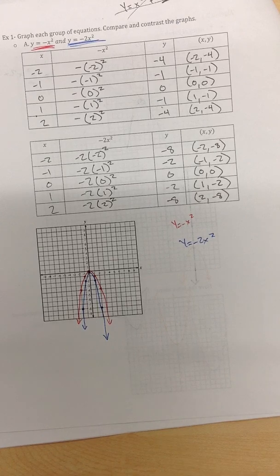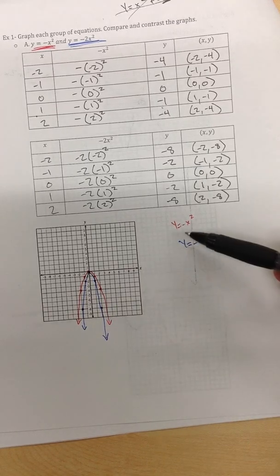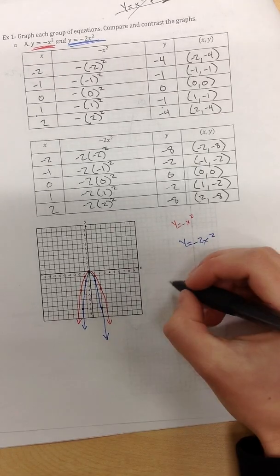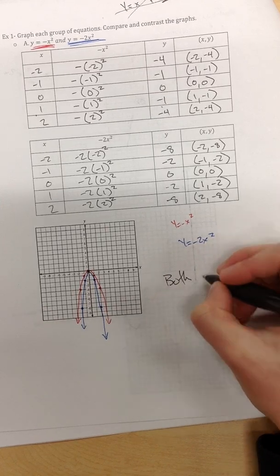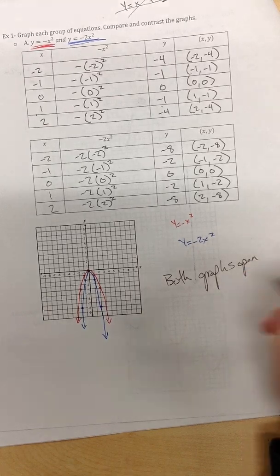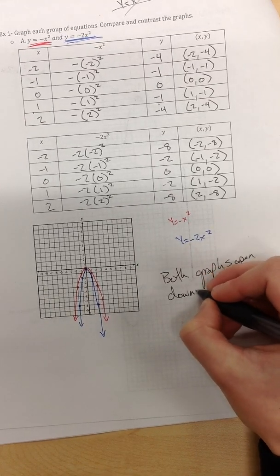Okay, so now what they want us to do is compare and contrast these. So figure out what's the same and what's different. One thing that we talked about before is both of these graphs open downwards because they both had negative numbers in front of our x squared. So that's something we could say. So both graphs open downward.